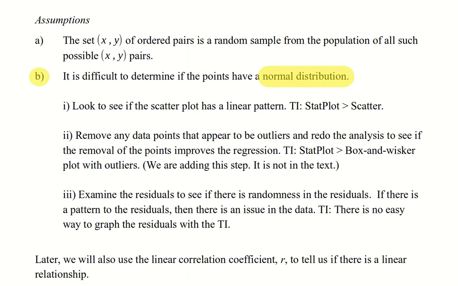And then the second thing that we decided is that showing that our data is normally distributed with our calculator is a little bit difficult. So we're going to do two things. The first thing is we're going to actually look at that data to see if it has a linear pattern. The second thing is we're going to remove any outliers. So we're going to use a box and whisker plot to find them.